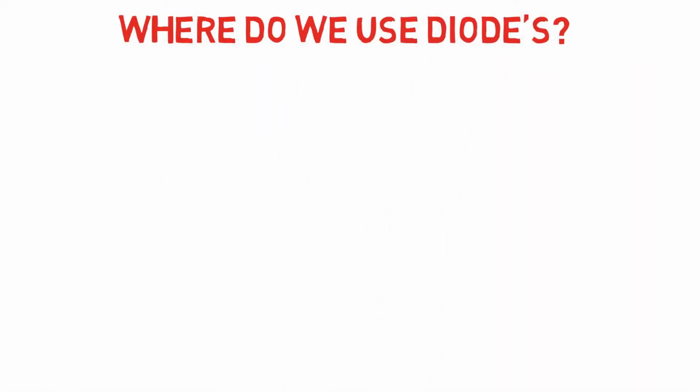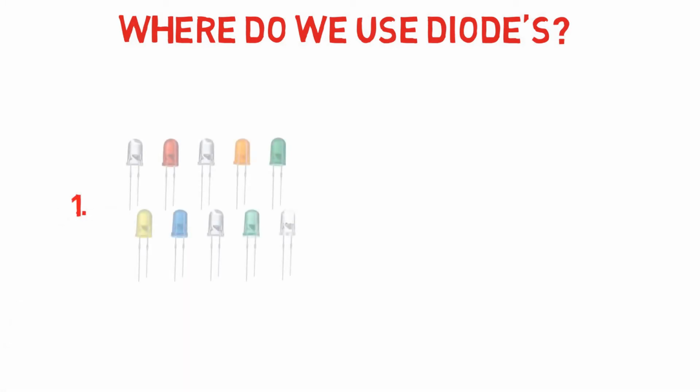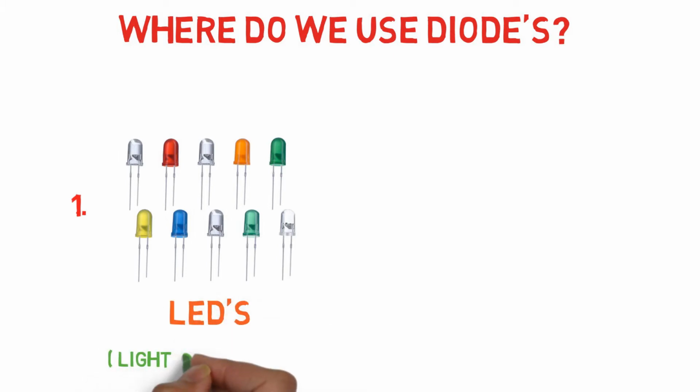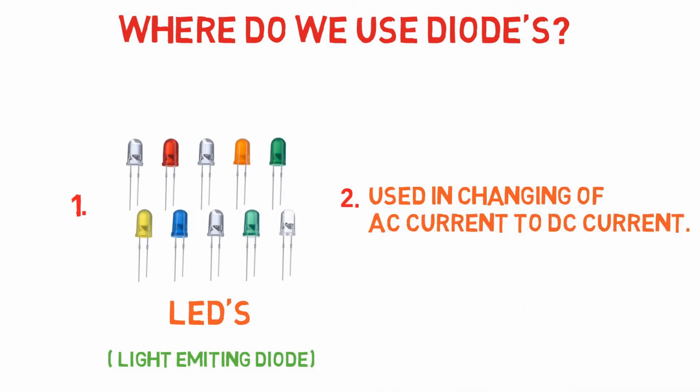Let's glimpse at the uses of the diodes. These are present in almost every electrical device. The frequent one is the LED, light-emitting diode. It is used in converting AC current to DC current. And there are many more uses.